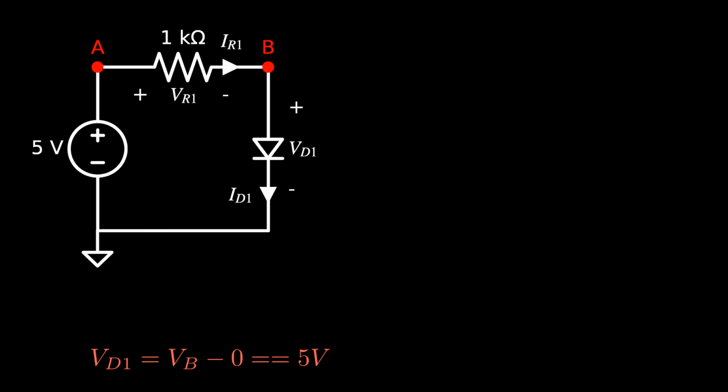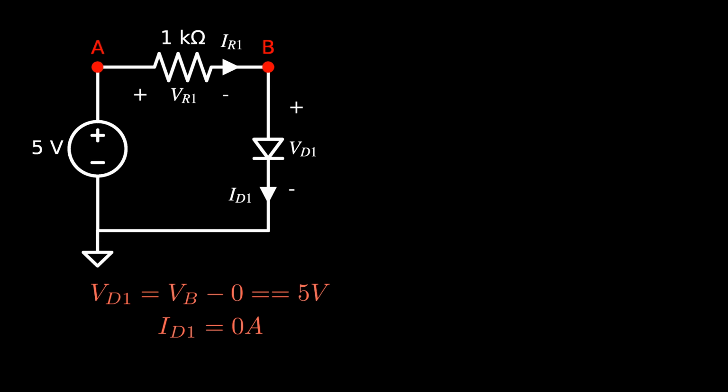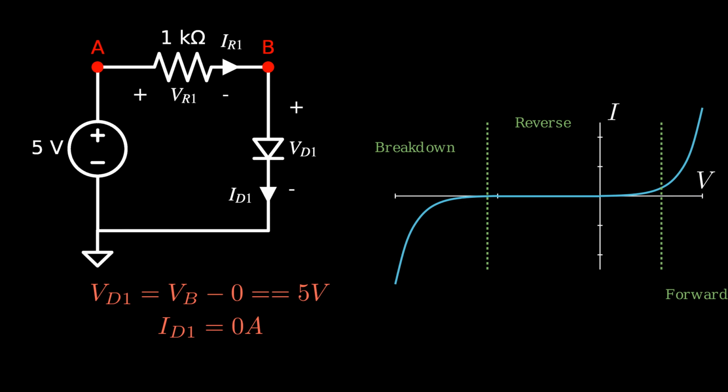Using these node voltages, we calculate the voltage across the diode. We've already assumed a value for the diode current, but I'll include it here just for completeness. Let's look at the plot again and add the operating point as a big red dot. Here we see the calculated operating point does not reside in the reverse biased interval, indicating that the assumption is incorrect.